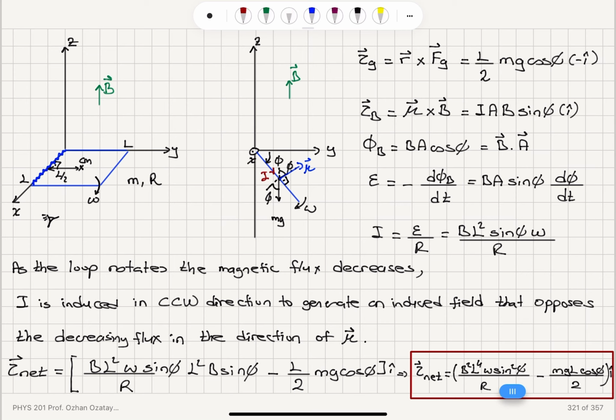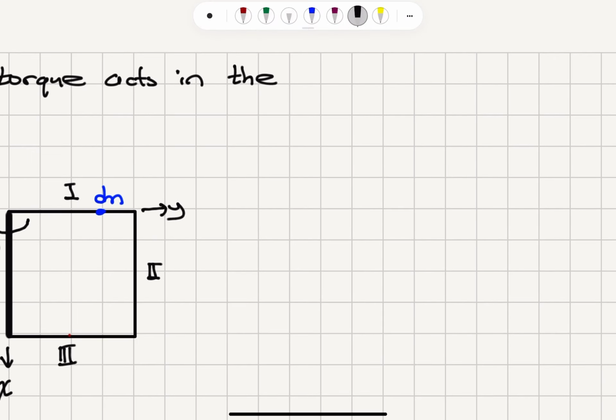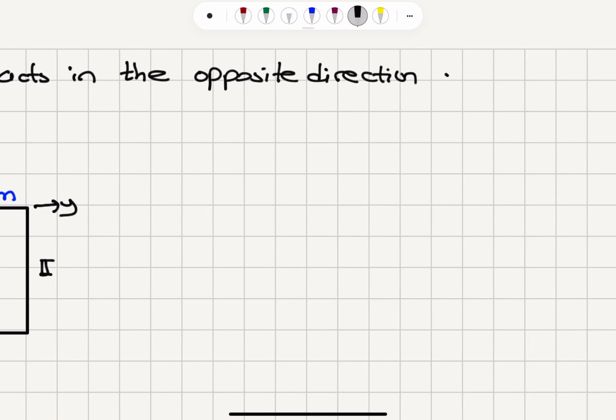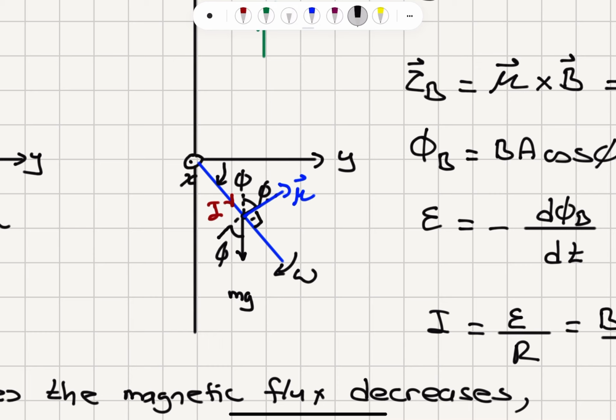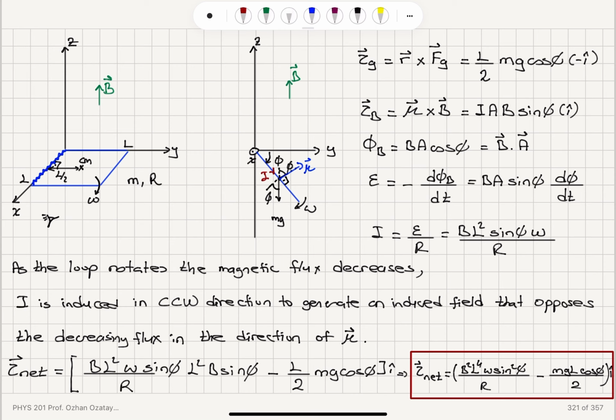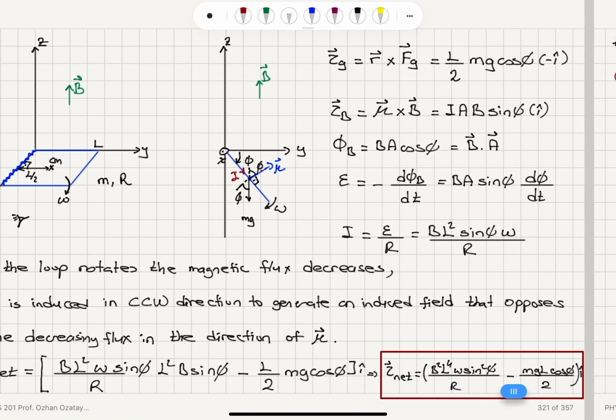Okay, now let's move on to part B. And here I should note that the torque acts in the opposite direction of the angular velocity omega. What's the direction of angular velocity omega? Using the right hand rule, the four fingers curl in the direction of omega. Angular velocity is in minus I hat direction. So this is in plus I hat direction, in opposite direction of omega.